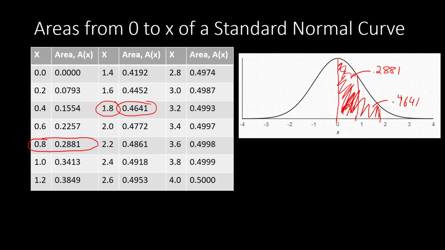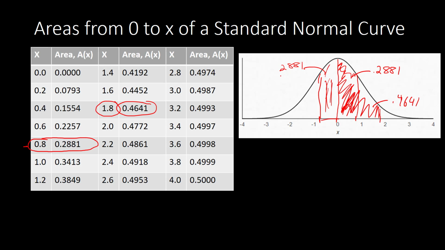And keep in mind that the standard normal curve is symmetric, meaning the left side is identical to the right side. So for any of these x values, let's say we did negative 0.8. Here at negative 0.8, we want to find the area between negative 0.8 and 0. To find that area, it's the same area as it is on the right side because it's symmetric. So the area is still 0.2881.